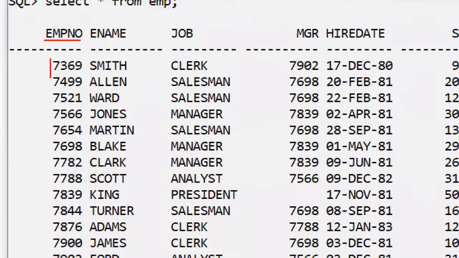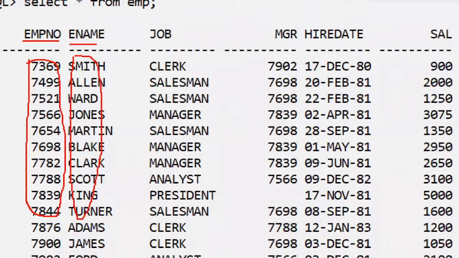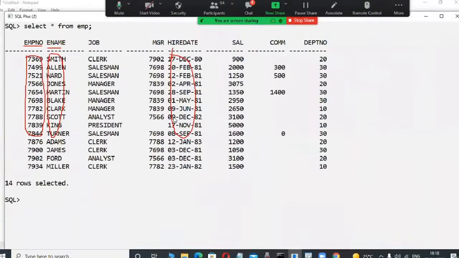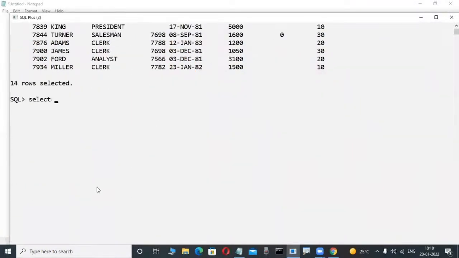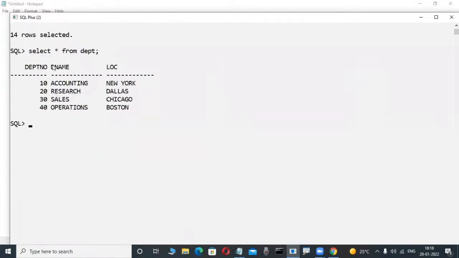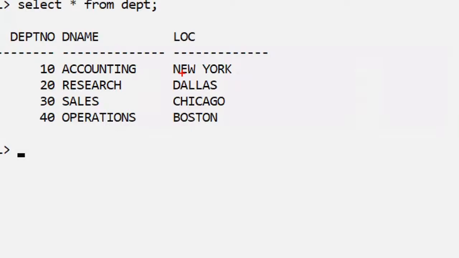Here, employee number: in this column only numbers are available. Slowly observe here, in this column only characters are available. In this column only dates are available. That's why, observe here, the data is stored in a structured manner. Suppose in your relational database, a structured collection of data is there.